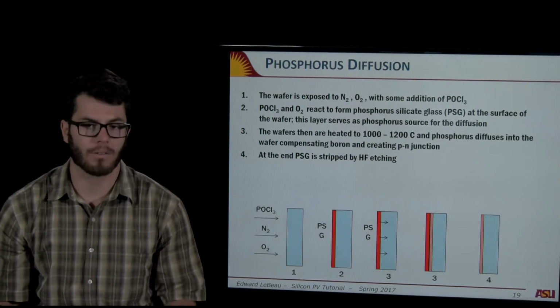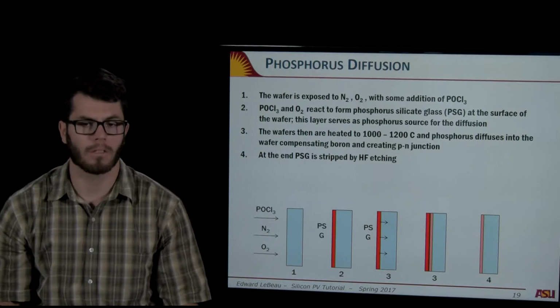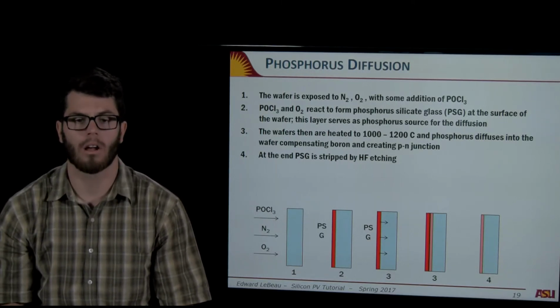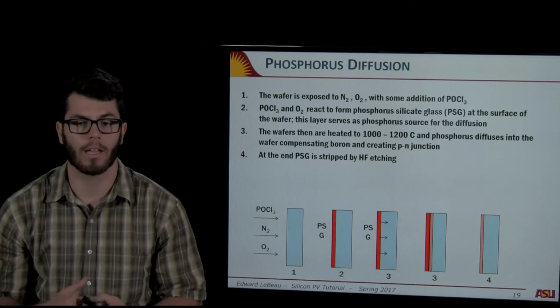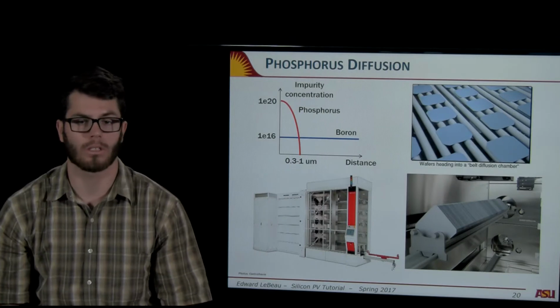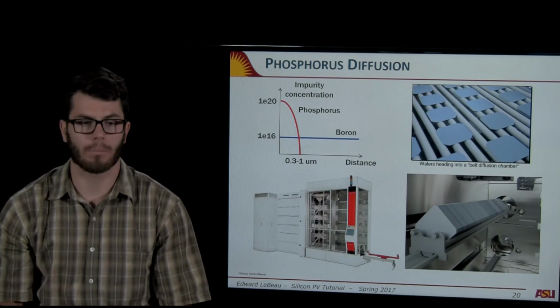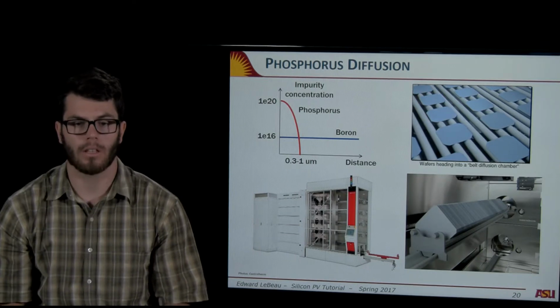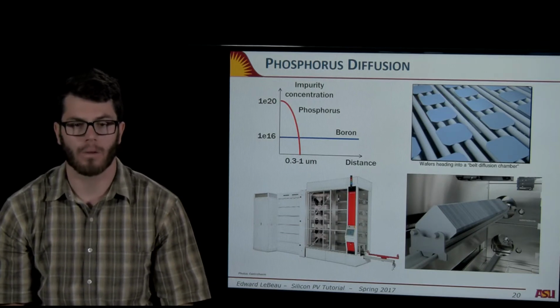And then now you have that phosphosilicate glass that you've got to get rid of, and that's fairly simple. It's just a hydrofluoric acid etch, and that gets rid of your PSG, and now you have a p-n junction on a silicon solar cell, or a silicon cell. It's not a solar cell yet. So here's a couple industry tools and lab tools for diffusion, as you see on the bottom there, and that's the wafers loading in.